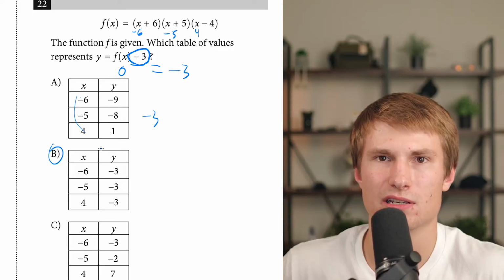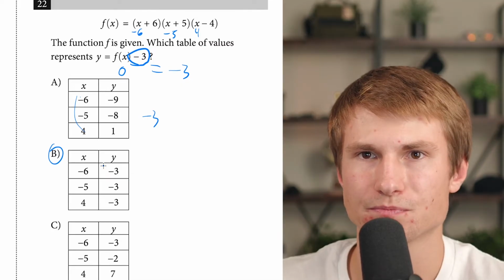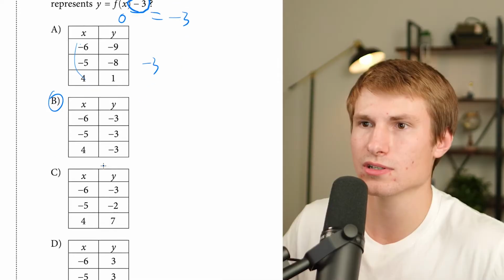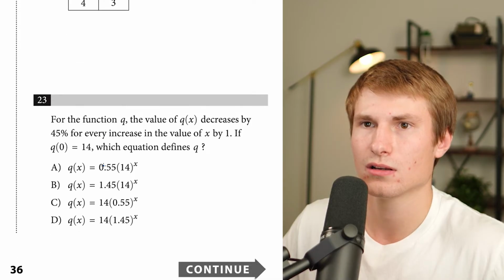Okay, so that makes it really easy since it was already in factored form and all of the x values were just the zeros. Okay, sweet. So there's 22. Let's go ahead and go on to 23.